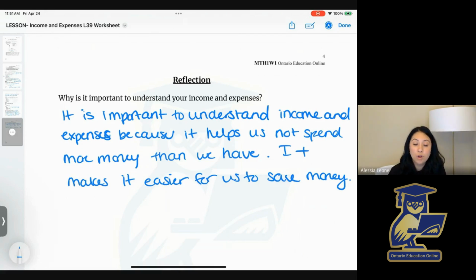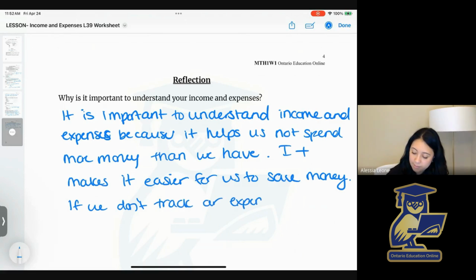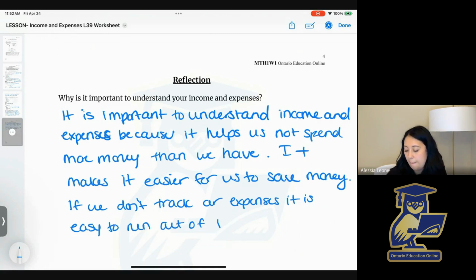And if you don't know what's coming or going, it's really easy to run out of money. If we don't track our expenses, it is easy to run out of money quickly.